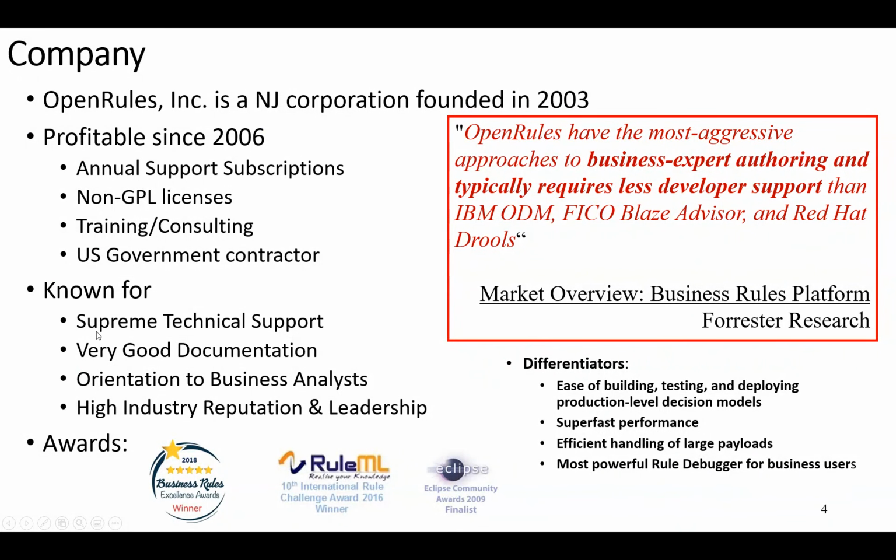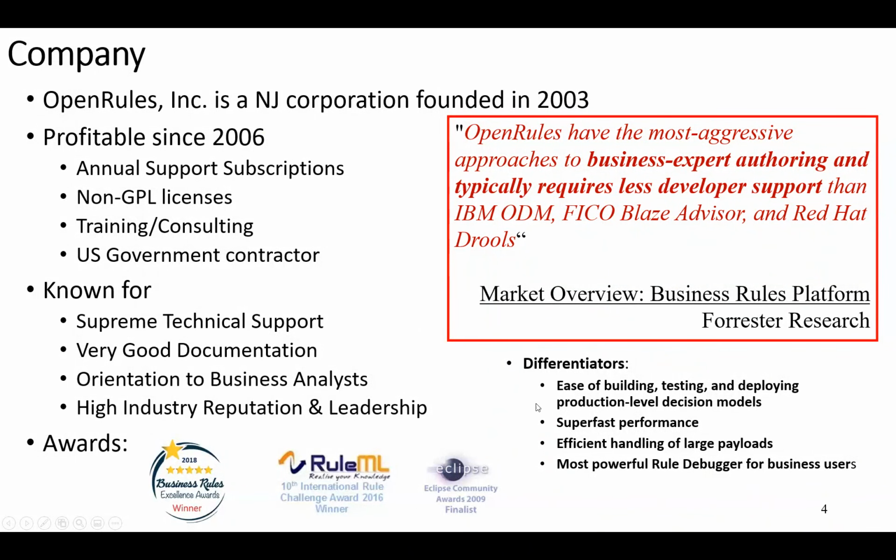OpenRules is well known for, as I already mentioned, supreme technical support, good documentation, and our orientation to business analysts who can work in concert with IT people. As a result, over these years, we got a lot of industry awards. And that's what analyst companies such as Forrester said about OpenRules: OpenRules has the most aggressive approach to business expert authoring, and typically requires less developer support than major commercial competitors like IBM ODM, FICO, or Red Hat rules.